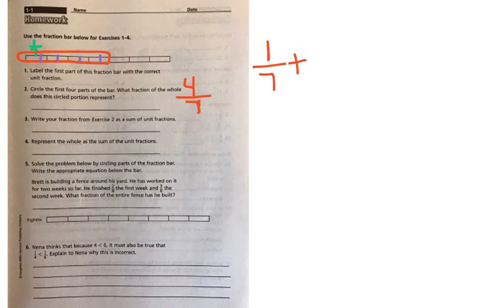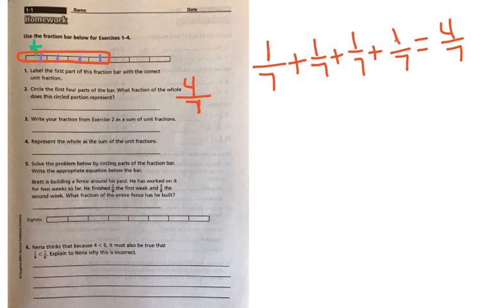So we have 1/7 plus 1/7 plus 1/7 plus 1/7. And that is equal to 4/7. And when it says write it as a sum of unit fractions, sum is just adding them together. 1/7 plus 1/7 plus 1/7 plus 1/7.